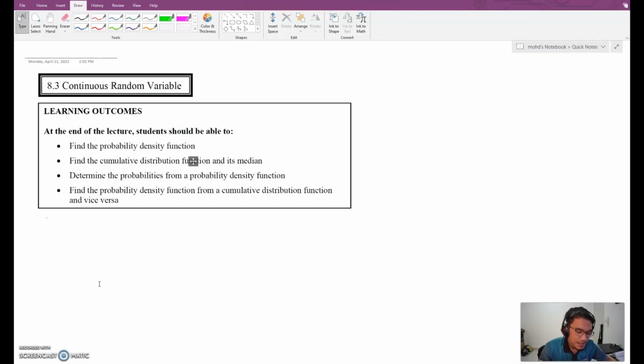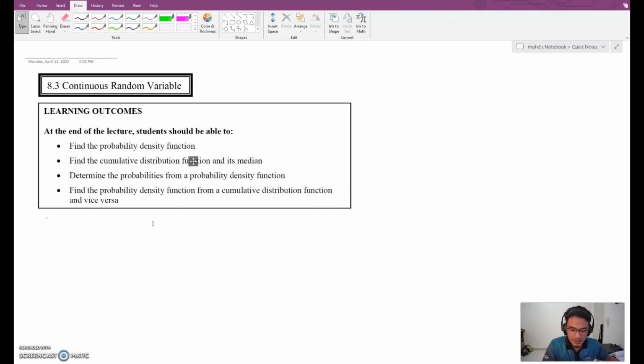Okay, so in this video we cover section 8.3, continuous random variables. The learning outcomes in this chapter are firstly to find the probability density function, find the cumulative distribution function and its median, and determine the probabilities from a probability density function, and then to find the probability density function from a cumulative distribution function and vice versa.